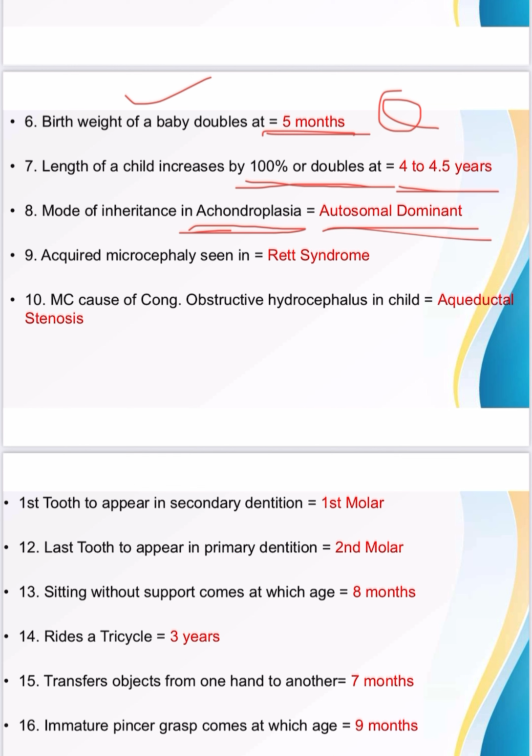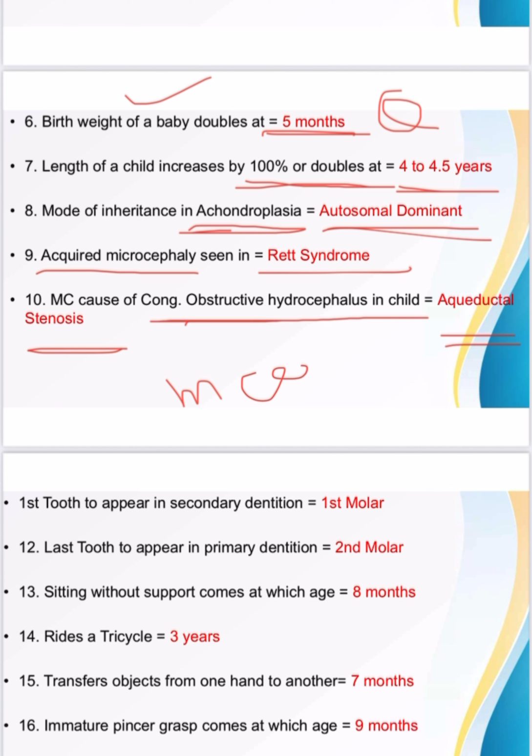Then acquired microcephaly is seen in Rett syndrome. Then most common cause of congenital obstructive hydrocephalus in a child. Obstructive congenital hydrocephalus, most common cause is aqueductal stenosis. It is a very important and frequently asked question, that is congenital obstructive hydrocephalus. Most common is aqueductal stenosis.